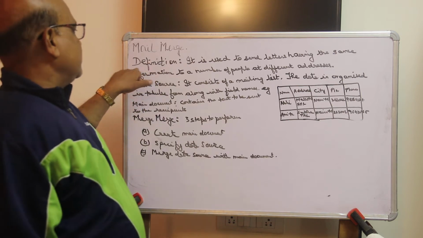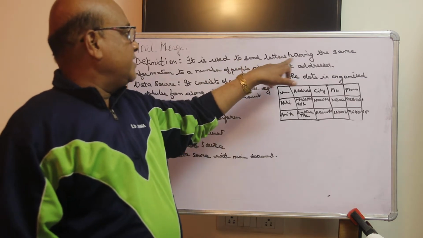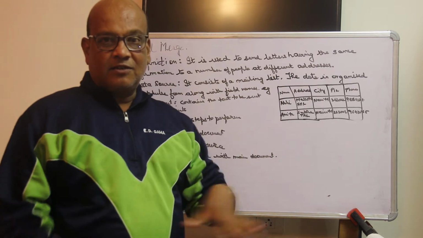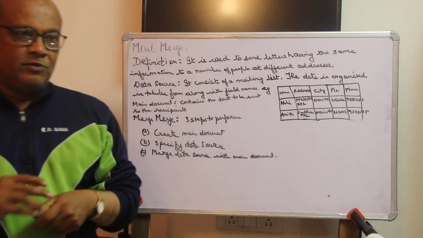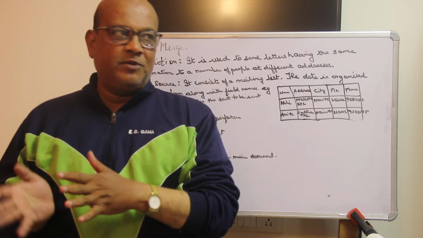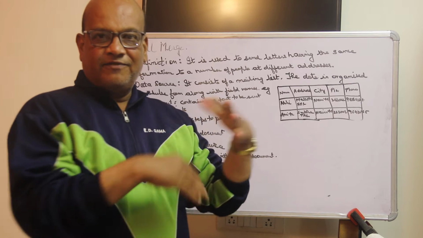Mail merge, the definition is that it is used to send letters having the same information to a number of people at different addresses. Now, what does this really mean? Suppose your sister is getting married, and you have to invite, say, 20 people who are staying in different parts of India or different parts of the world.